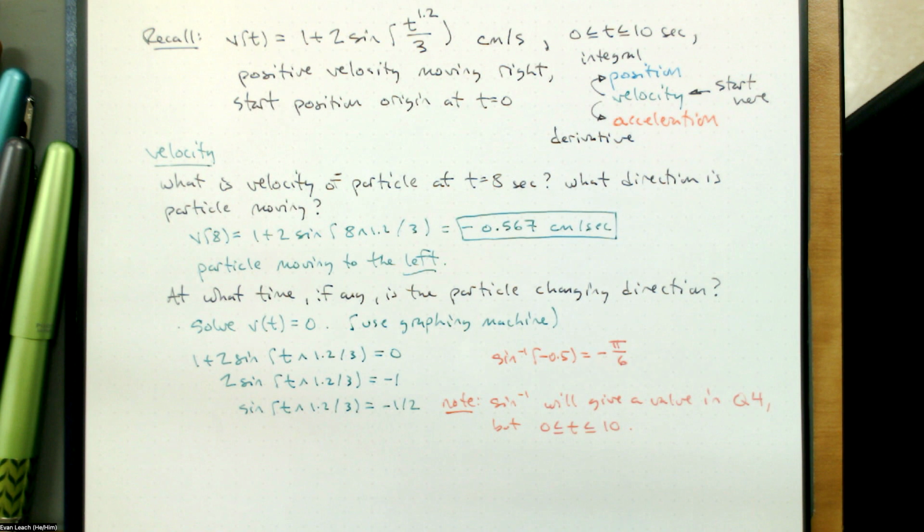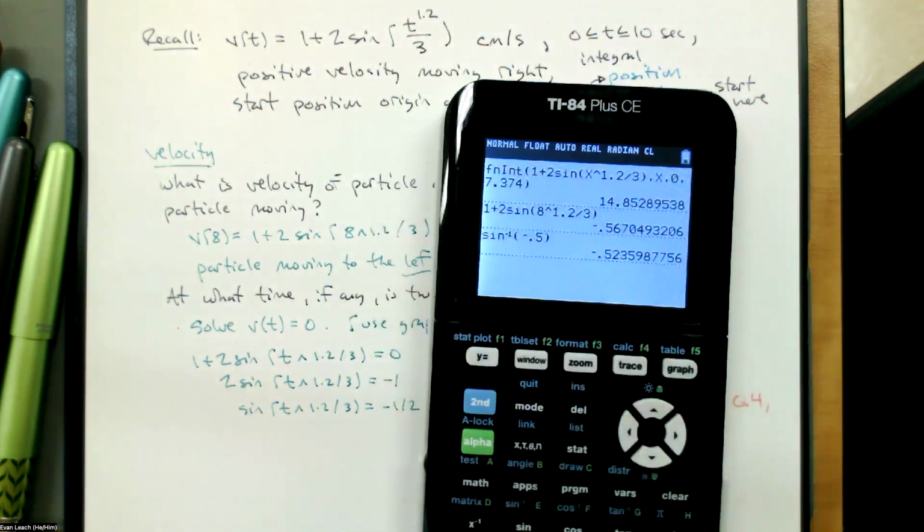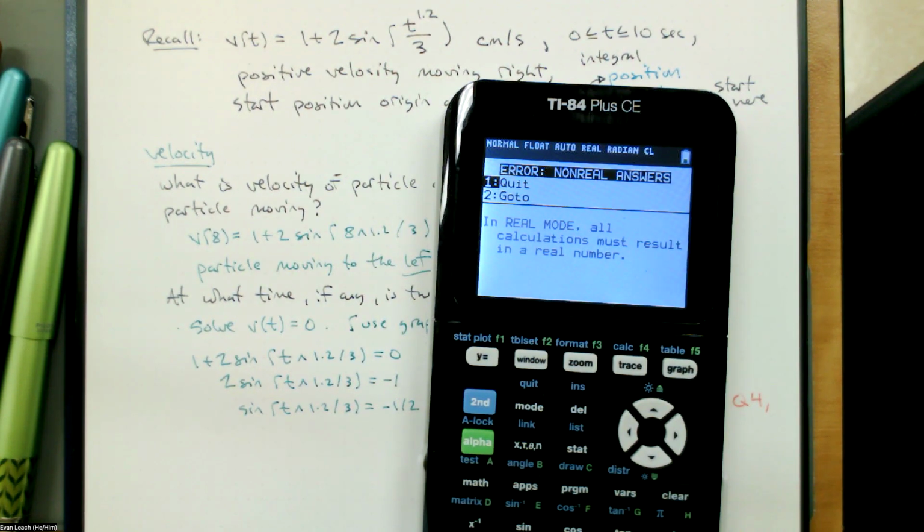So this is one of those scenarios where we have to know what we're dealing with. Because at this point, if we just sine inverse of the negative 0.5, we get a negative 0.523. Then we would multiply by 3 and raise this to the 1 over 1.2 power. And then we get a non-real answer. But we know by looking at the graph that there should be an actual answer, right? And this is where that problem showed up.